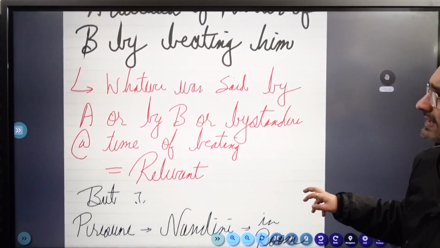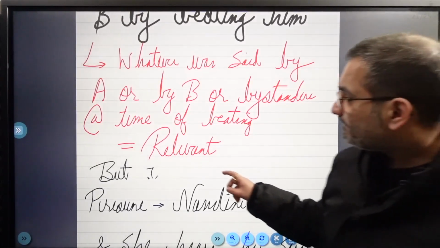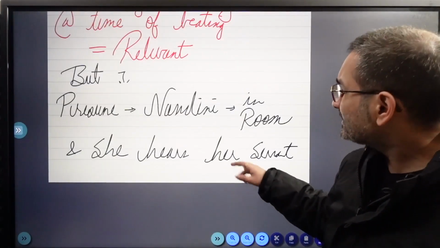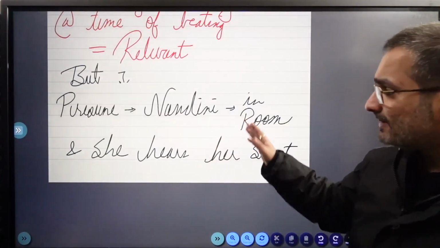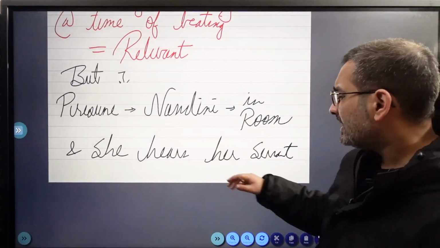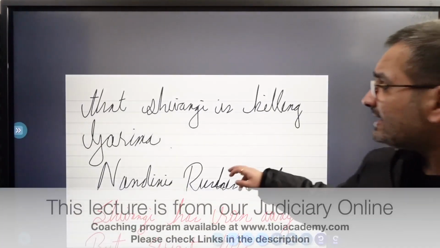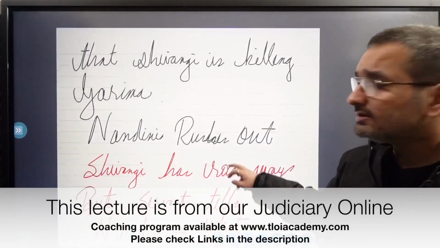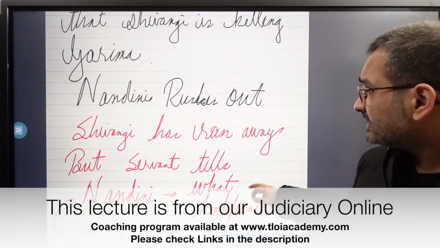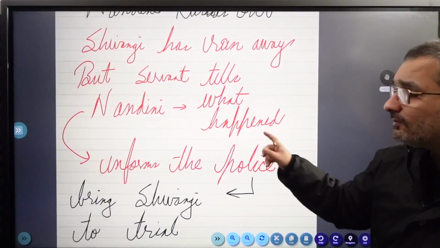Now, whatever was said by A or by B or bystanders at the time of beating becomes relevant thanks to section 6. But presume this: अब नंदिनी जी को थोड़ा सा हम innocent बनाएंगे. काफी इनको 5 लेक्चर से मर्डर ही बनवा रहे हैं. Nandini was in her room and she hears her servant say that Shivangi is killing Garima. So Nandini then rushes out of her room and Shivangi has run away. But the servant tells Nandini what happened.